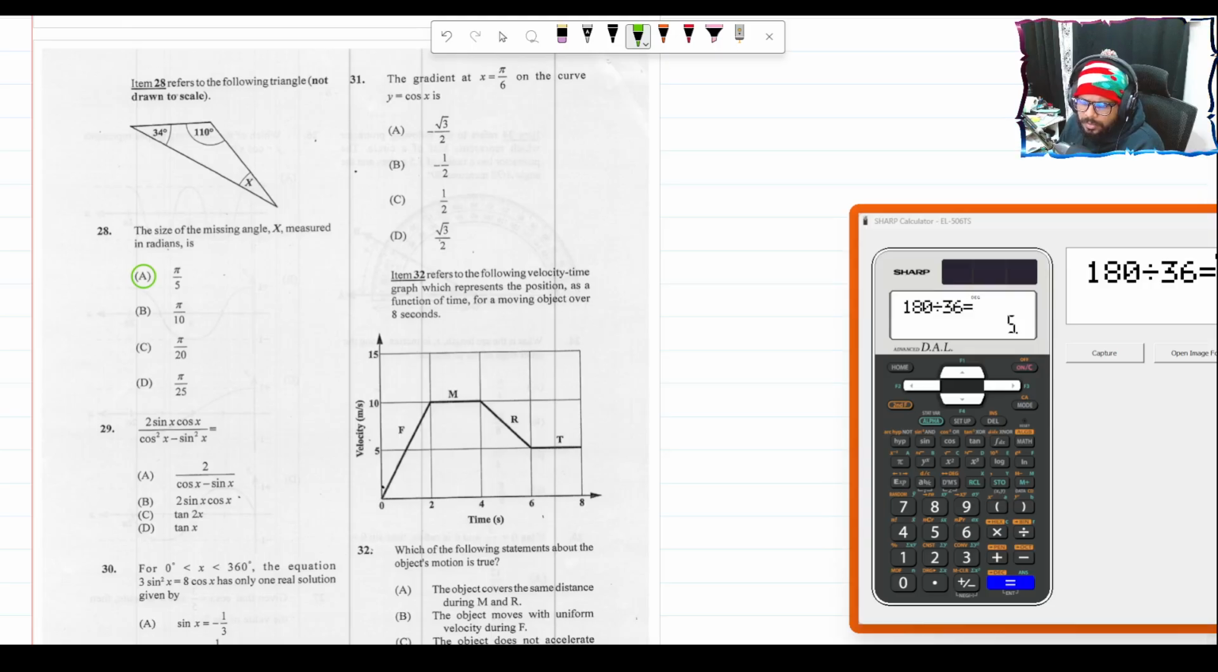Two sine x cos x over cos squared x take away sine squared x. Okay, this is a nice question. 2 sine x cos x, we just call that sine 2x. Cos squared x minus sine squared x, that is cos 2x. Sine 2x over cos 2x is tan 2x.